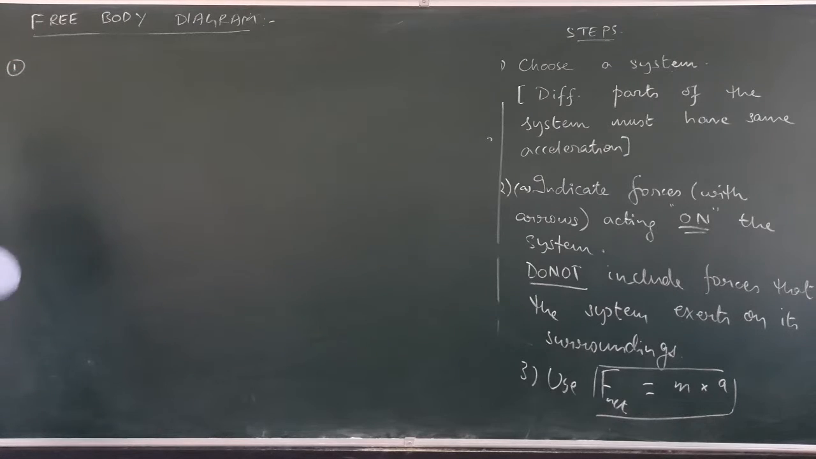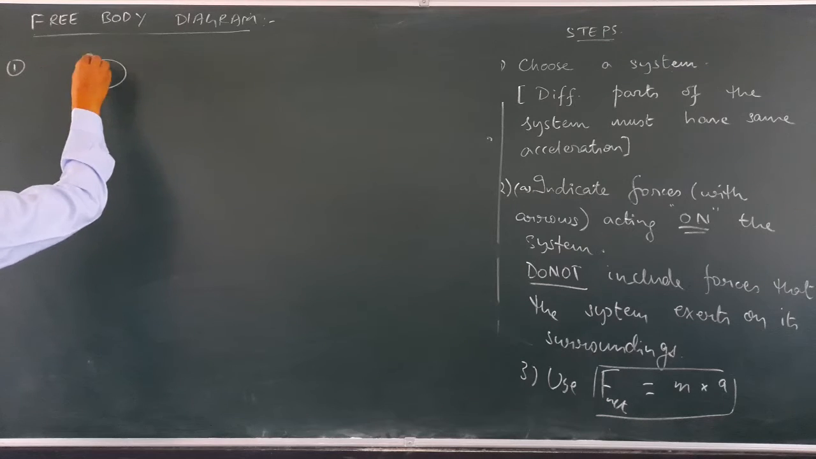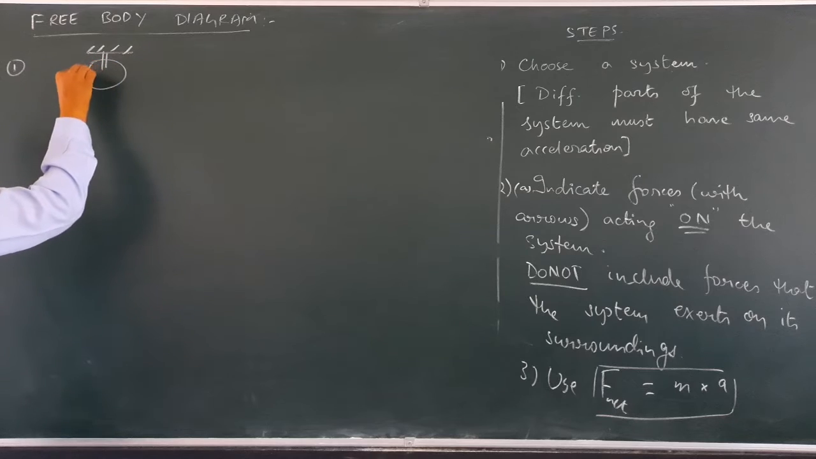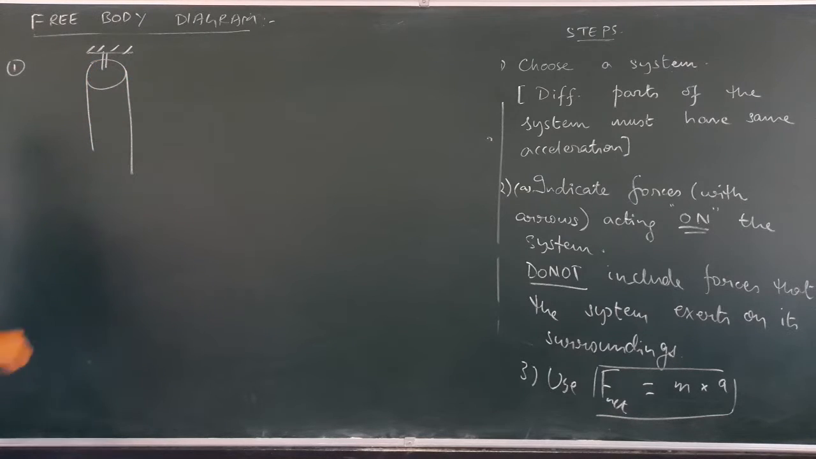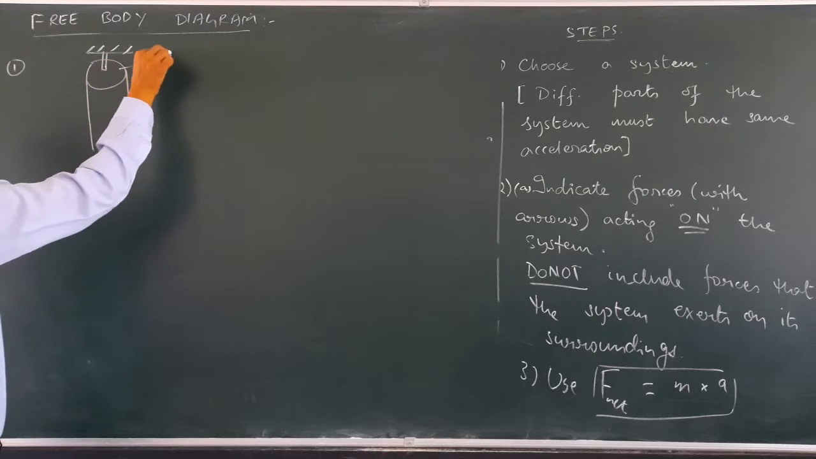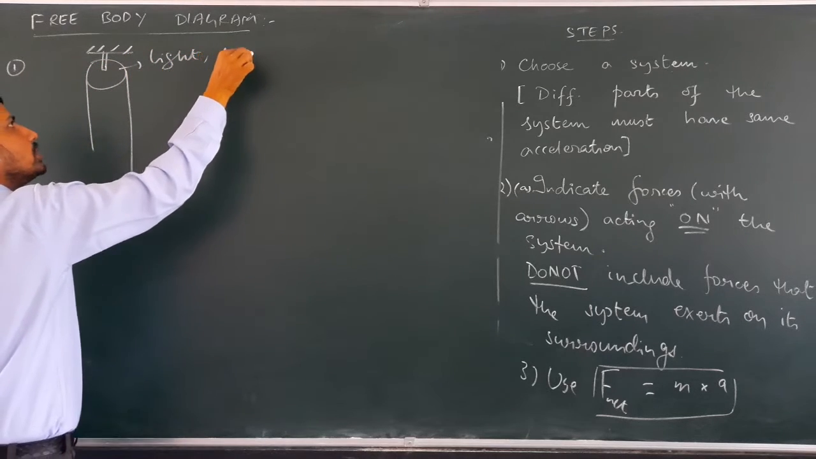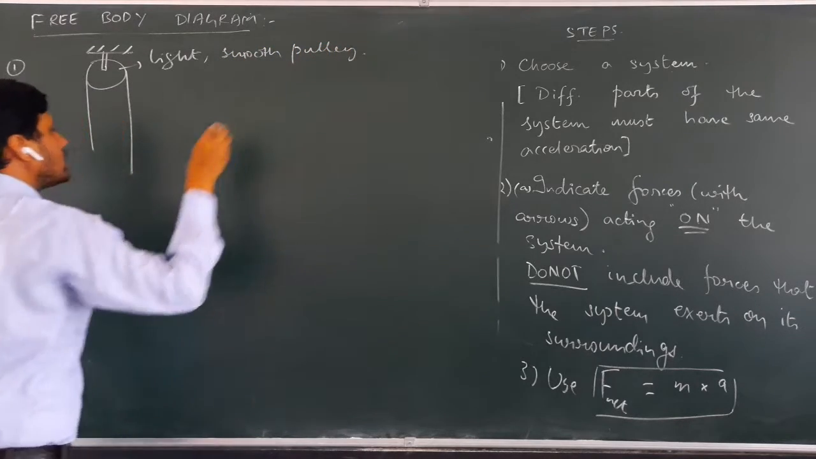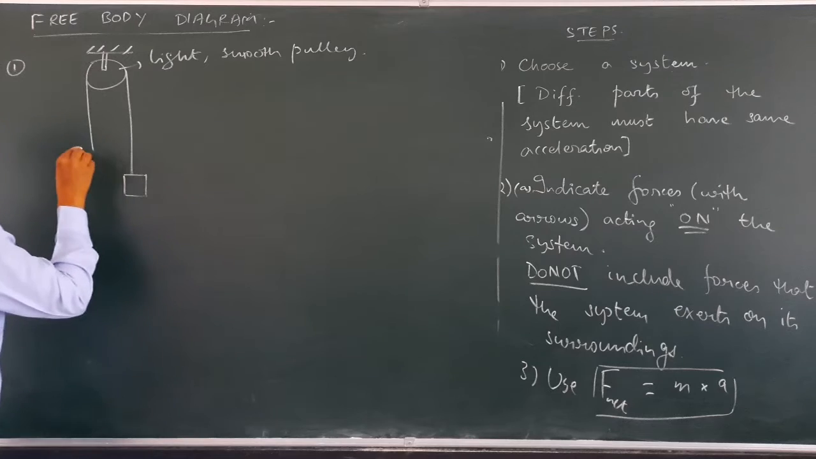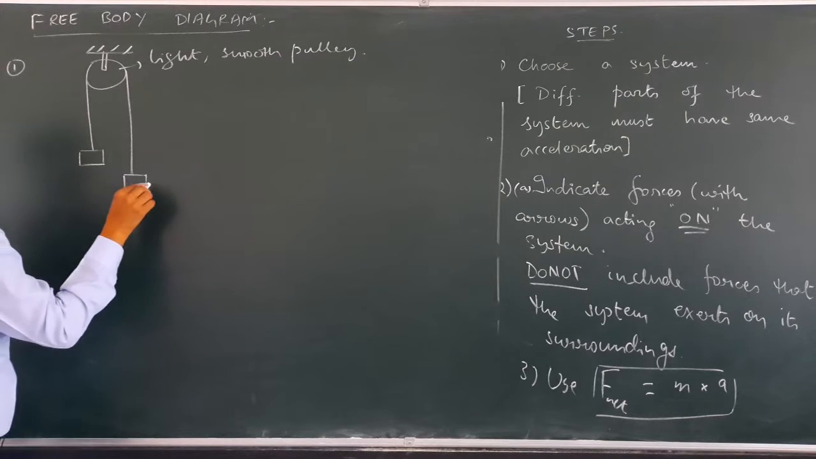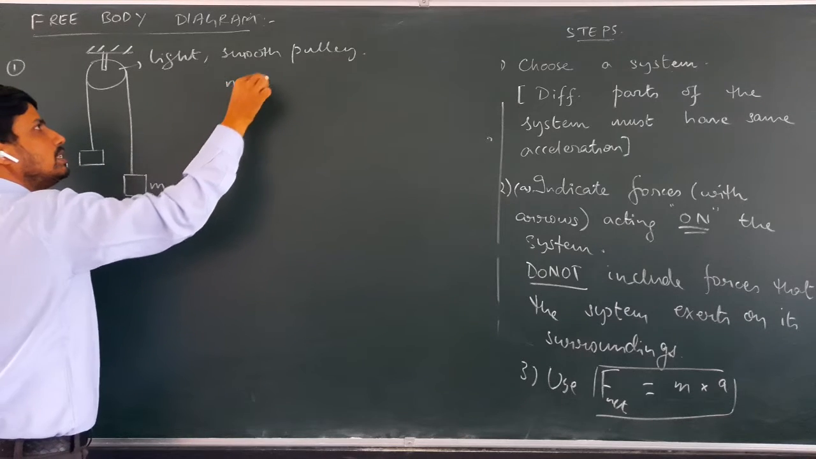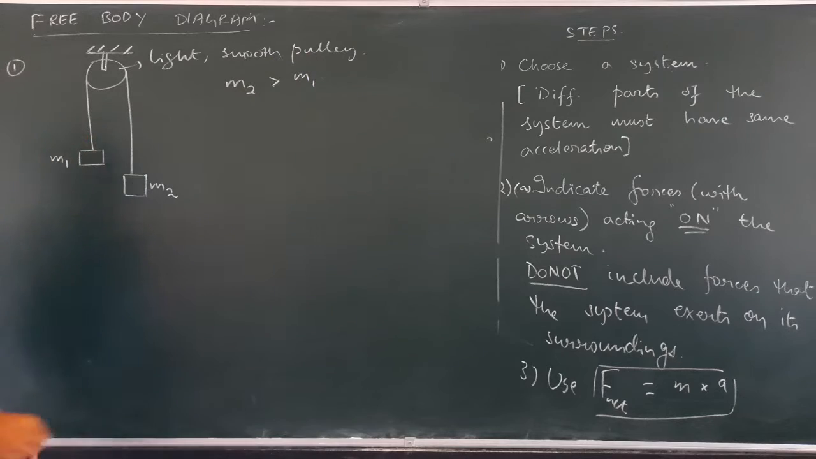First question. Suppose there is a pulley, and on that pulley we have a string wrapped over it. This is a light pulley and it is very smooth. There is no friction. On either side of it, we have attached some masses. Let this mass be m2, let this mass be m1, and it is given that m2 is greater than m1.